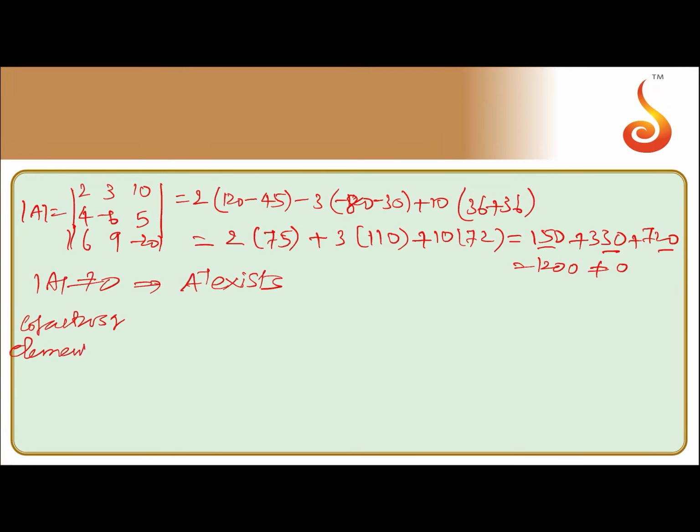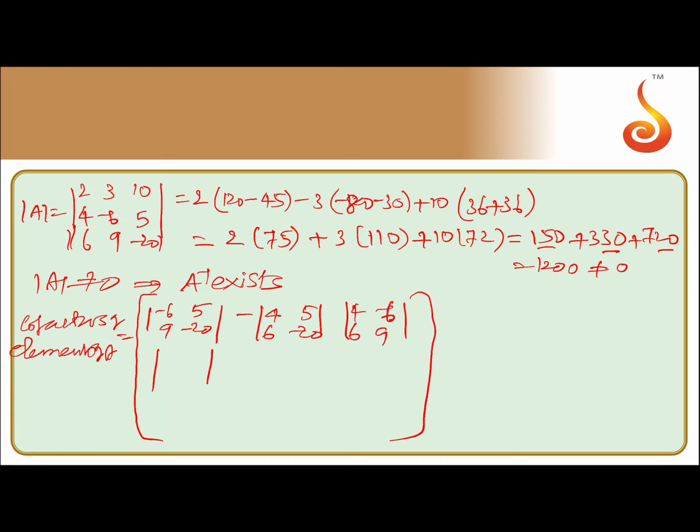The cofactors of the elements of the A matrix are given by the following. Let me calculate the cofactors of the elements of the matrix. First, the cofactor of 2: minus 6, 5, 9, minus 20. And the second one, 4, 5, 6, minus 20 with a minus sign, and the third one 4, minus 6, 6, 9. And for the second row, the cofactor of 4: 3, 10, 9, minus 20.